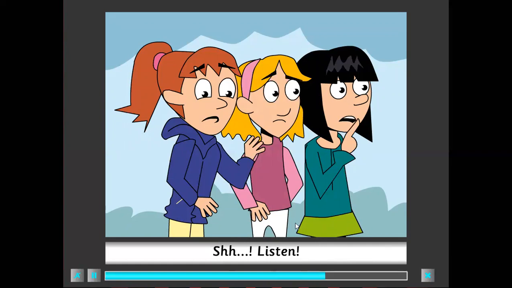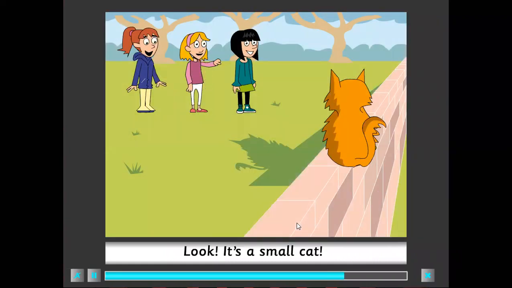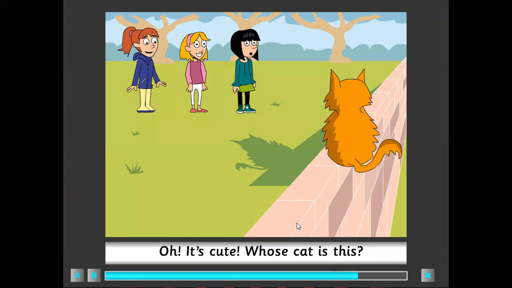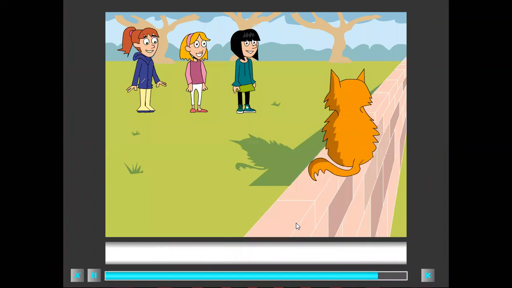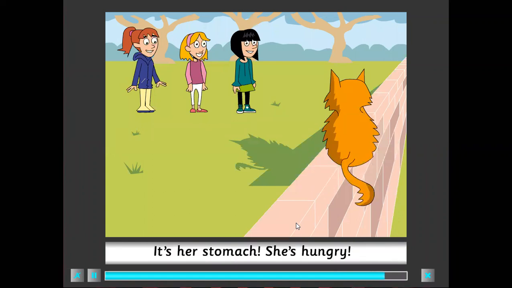Shh. Listen. It isn't a monster. Look, it's a small cat. Oh, it's cute. Whose cat is this? It's my cat, Mittens. Listen, it's her stomach. She's hungry.